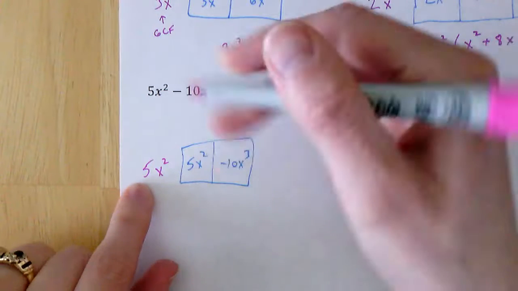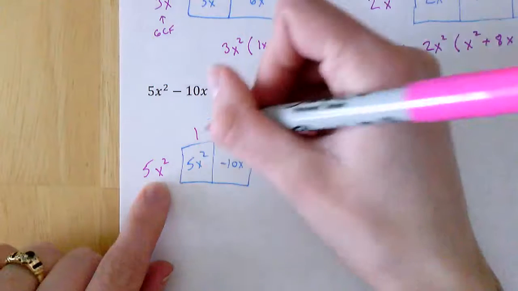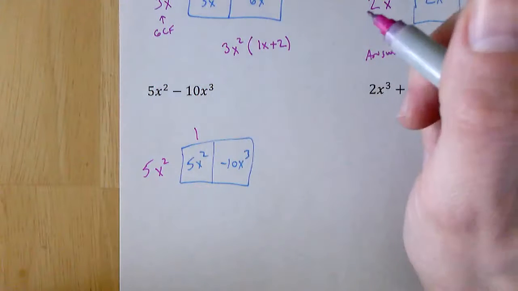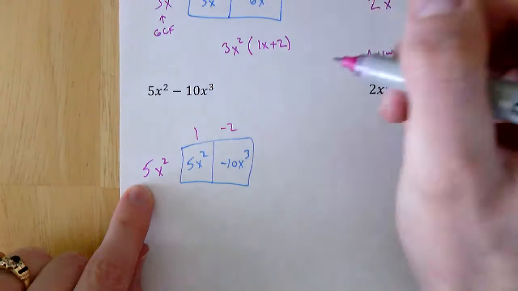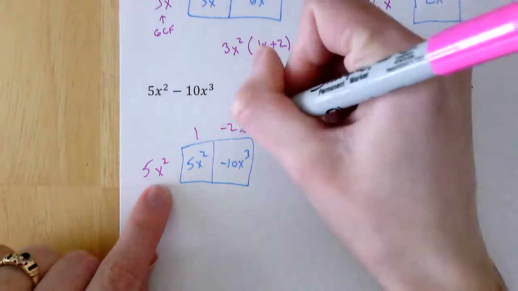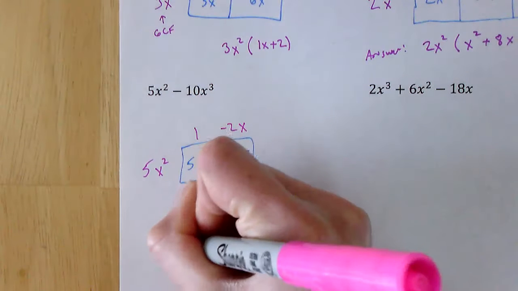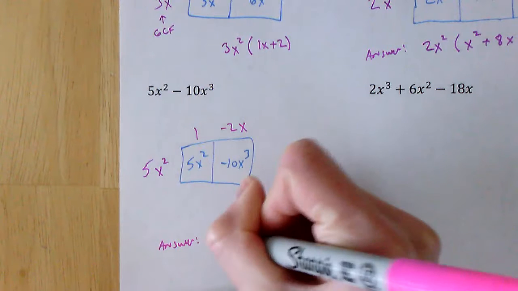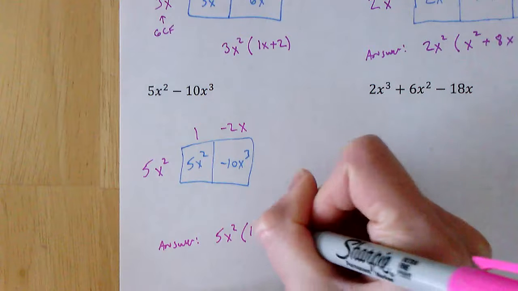And then up here, what do I have to multiply to get that? Well, 5 times what gives me 5? Just 1. And how many more x's do I need? None. So it'll just be 1. What do I multiply 5 by to get to -10? -2. And how many more x's do I need? Just the 1. So my answer, my factored form, is going to be 5x squared times 1 minus 2x.